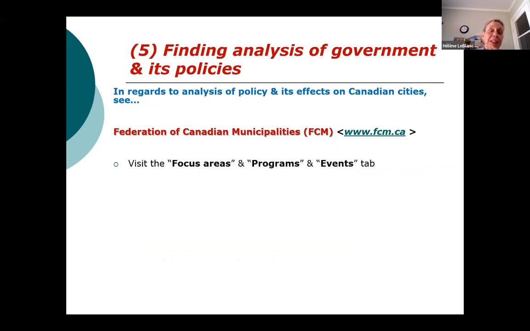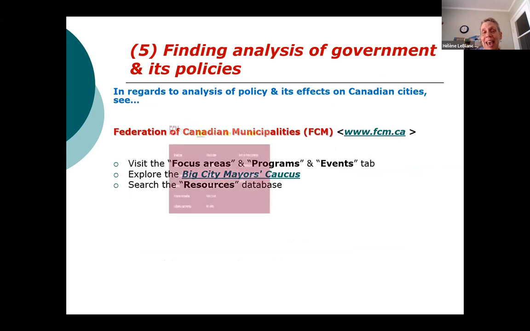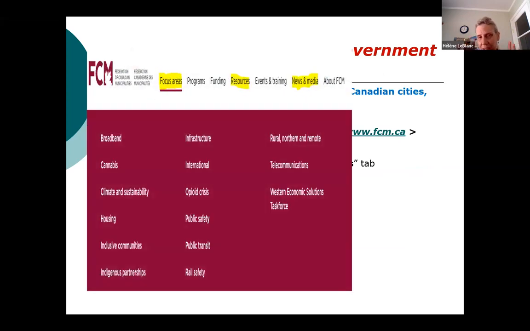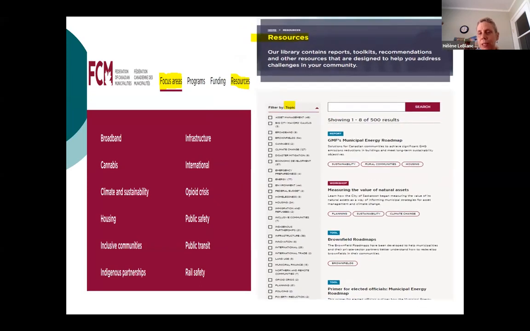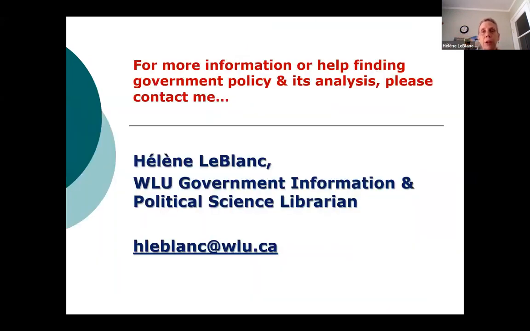In regards to the big cities, we have something called the Federation of Canadian Municipalities. They have a very basic website, but when you get into it, you can actually find some very interesting reports, again referring to the way a policy is impacting them at a municipal level, be it a federal policy or a provincial policy. So a very interesting resource.